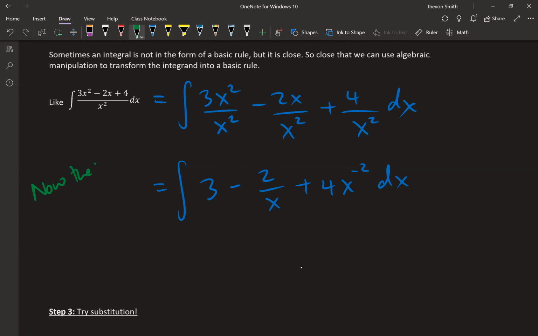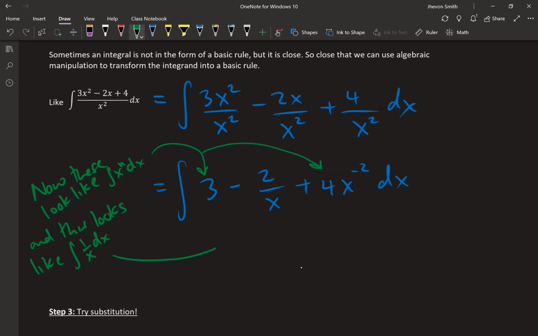Now, these look like another basic rule. This is 1 over x dx. That's what this guy looks like. Okay. And so you will be able to just now integrate them individually. So you add 1 to the power, you get x to the minus 1 divided by the new power, plus c.